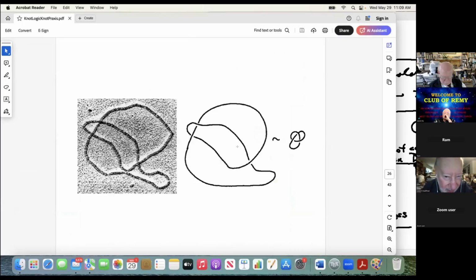And here's our DNA again. This is a nice photo of a DNA that turned out to be just a trefoil knot.